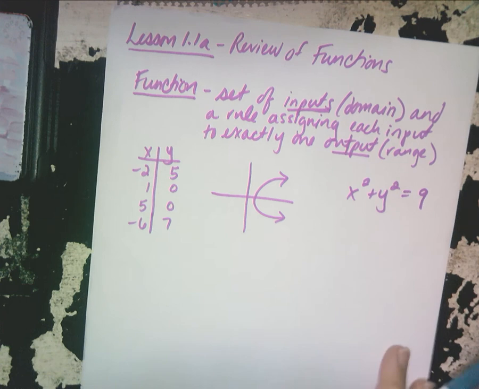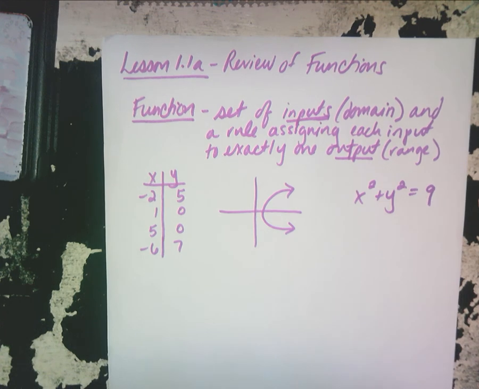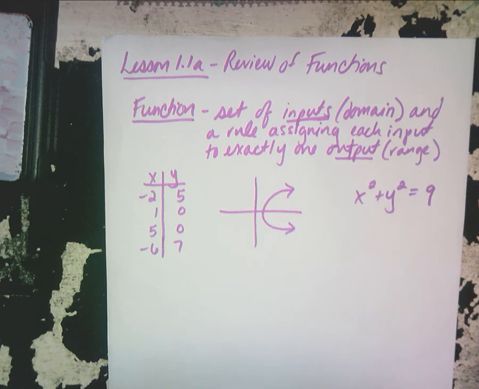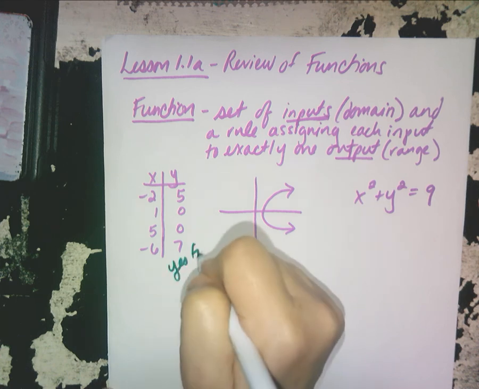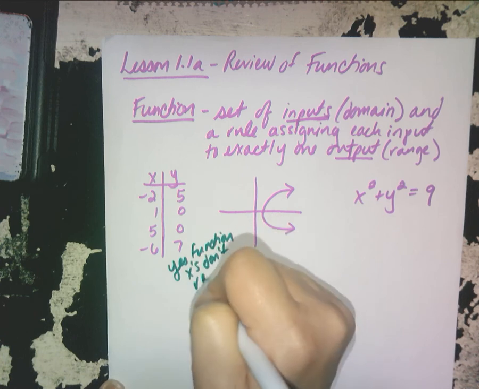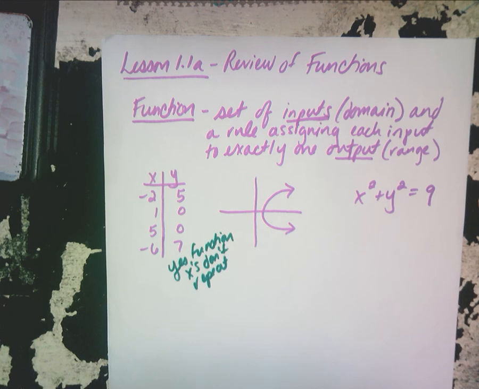Is this a function? Yes or no? Tell me why. No. It's vertical. It has more than one output for each input? No. Each input has to have exactly one output. What does that mean? Your y's can repeat, but your x's can't. Are my x's repeating? No, this is a function. Your x's cannot repeat. So if they give you a table of values, your x's can't repeat.